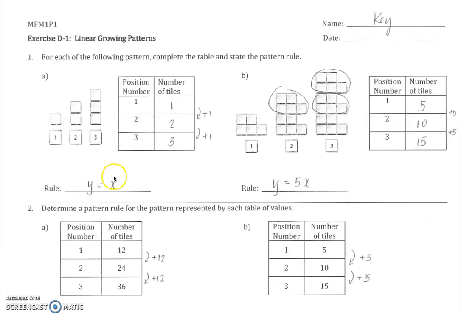B. So take a look at the pattern. It will help you if you try to circle the patterns that keep on repeating or being added each time. So position 1 has 5 tiles, position 2 has 10 tiles, position 3 has 15 tiles. Each time we go up a position number, the number of tiles increases by 5. Therefore, the pattern rule is y equals 5x.